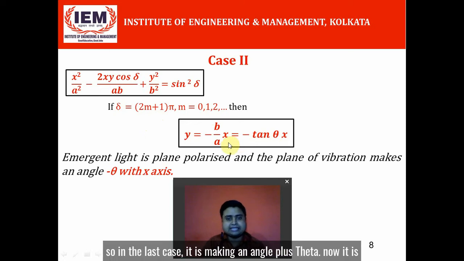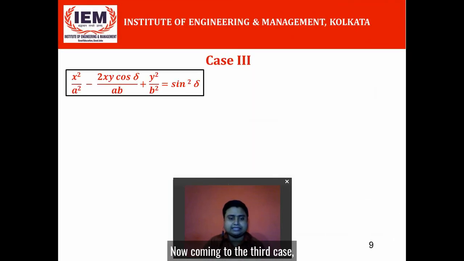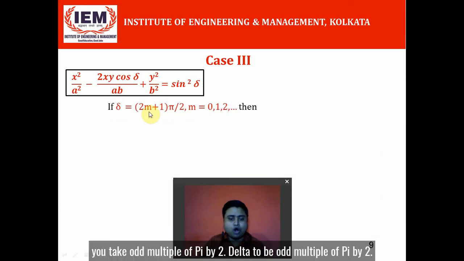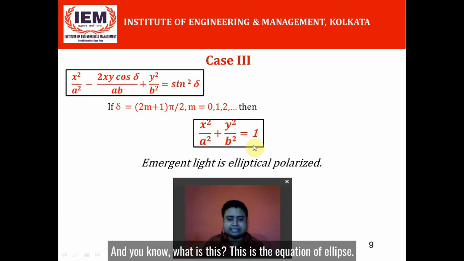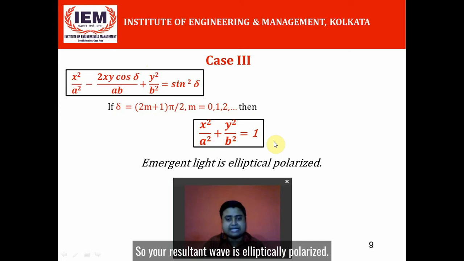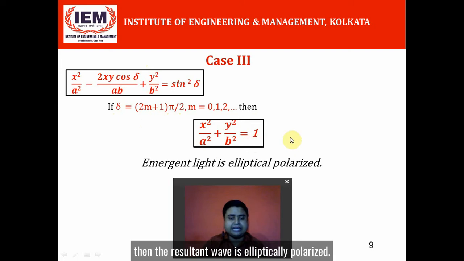So in the last case it is making an angle plus theta. Now it is making an angle minus theta with the x-axis. Now coming to the third case. Take delta to be an odd multiple of pi by 2. Then you can simplify this to this equation. And you know what this is? This is the equation of an ellipse. So your resultant wave is elliptically polarized. So if your phase difference delta is an odd multiple of pi by 2, then your resultant wave is elliptically polarized.